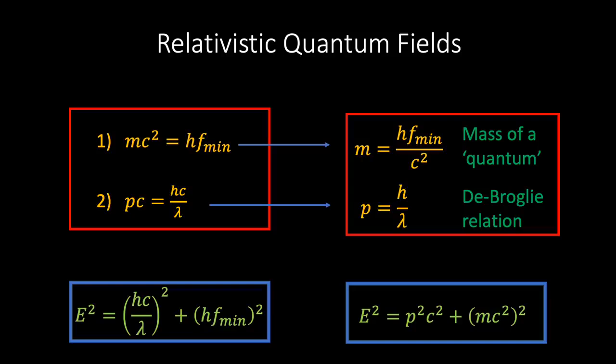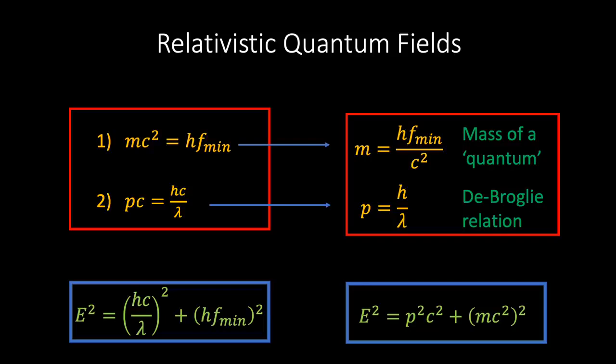In other words, we see that any particle with mass can be thought of as a quantum of a relativistic field whose waves have a minimum frequency and therefore a minimum energy. And furthermore, we see that what we refer to as mass is simply the minimum energy of a vibration of the quantum field divided by the speed of light squared, which is a truly remarkable revelation.